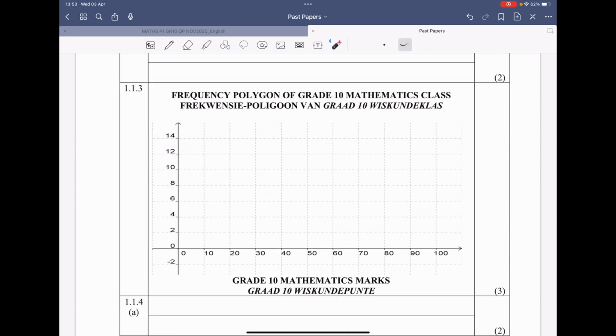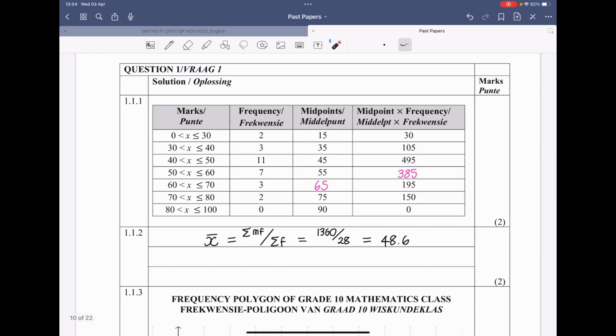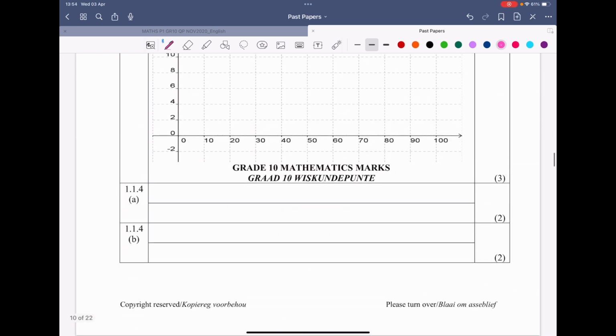For this next part, 1.1.3, I've been asked to draw the frequency polygon of the data in the table. What that means is that I'm just going to plot the points x and y, where my y values are going to be the class intervals, so the marks from 0 to 30, and my x values are going to be the frequency of how many people got that mark or got in between that range of marks. For my y points, I'm going to use the midpoints of the classes. So this is going to be my y coordinates, and for my x coordinates, I'm going to use the frequency of the classes. So I just plot on the graph as normal.